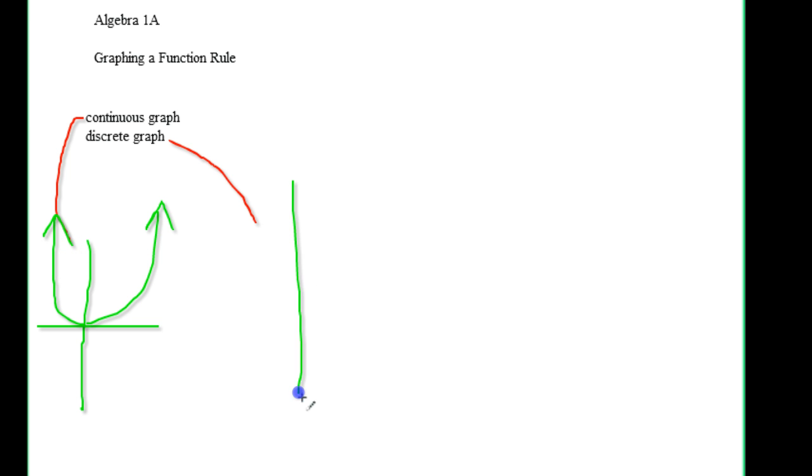Now, a discrete graph, let's say I was using the same exact thing. We'd have a point here, a point here, a point here. You just wouldn't graph all the points in between, but you have enough points that you can actually see a pattern. Something that looks like that. Let's say it went up there wherever. So that's a discrete graph versus a continuous graph.